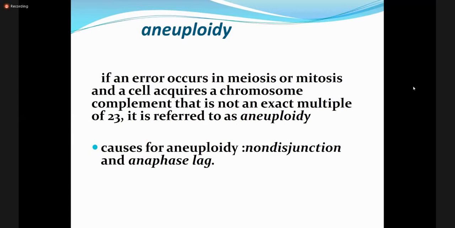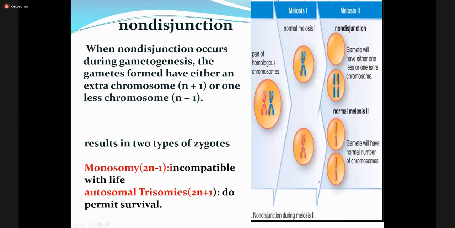Okay, so if you don't understand anything, you can ask in the chat box. If an error occurs in the meiosis or mitosis, as I've explained, it can result in non-disjunction or anaphase lag. So what is non-disjunction and what is anaphase lag? This is a picture that is explaining the non-disjunction. When non-disjunction occurs during gametogenesis, the gametes formed have either an extra chromosome or one less chromosome.